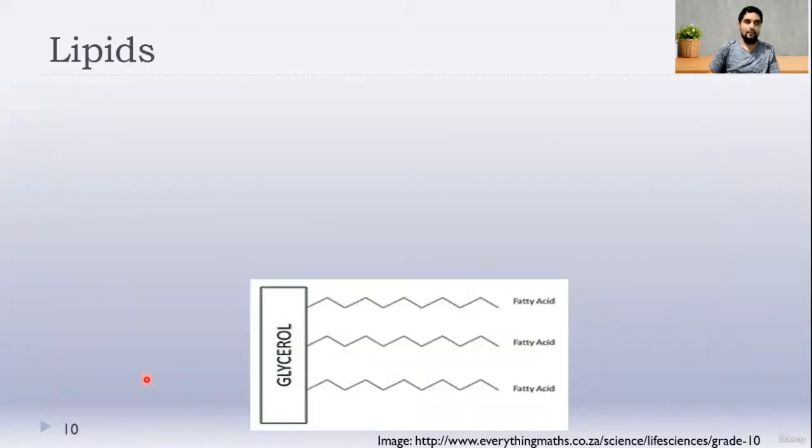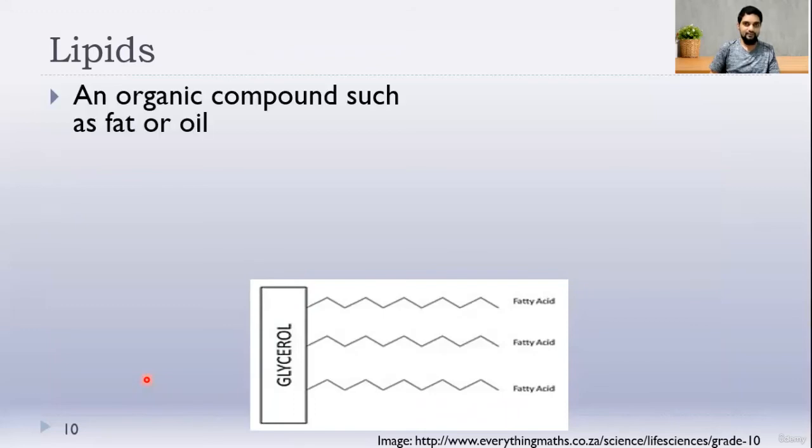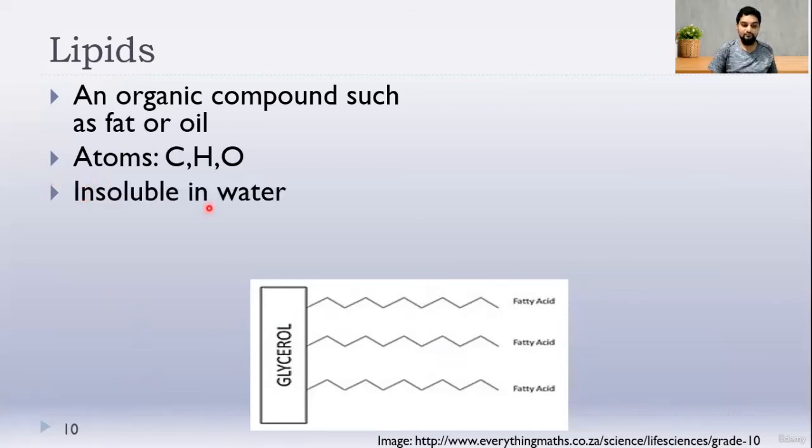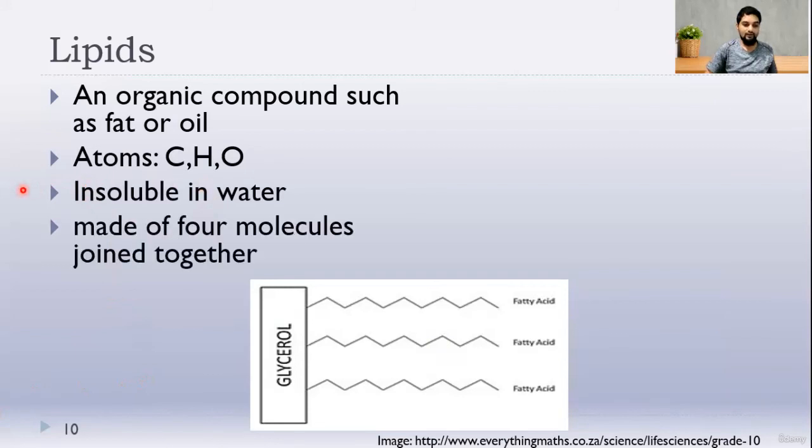Next in the list of macronutrients, we have lipids. Lipids are organic compounds, meaning they are derived from living sources, and they include fats and oils. What is the difference between fats and oils? Fats are solids at room temperature, whereas oils are in liquid form at room temperature. The atoms that lipids consist of are carbon, hydrogen, and oxygen. Lipids are generally insoluble in water.